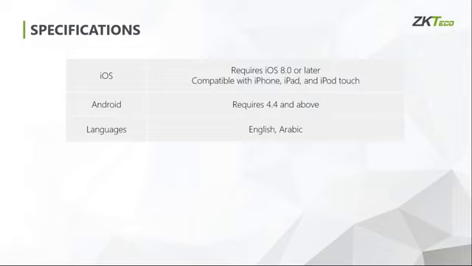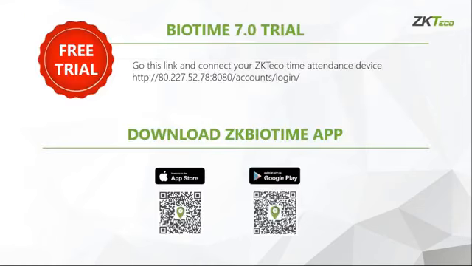And you can just get the trial. For example, if you want to try the mobile application, you just log into the App Store or Play Store and download the ZKBioTime Mobile Application. Then you can configure the server detail, which is the public IP 80.227.52.78, and the port number is 8080. You can log into the system, add an employee ID, and enable the mobile app options. Then you can open it in the mobile and try all the functionalities. You can also download it from this QR code for the App Store and Play Store, which is available in the system.